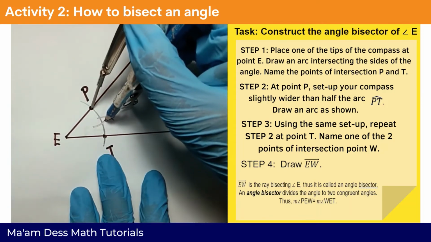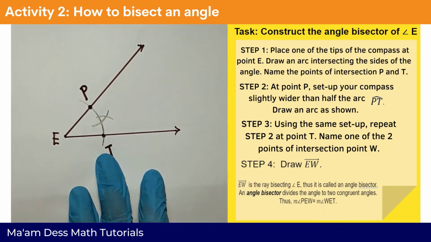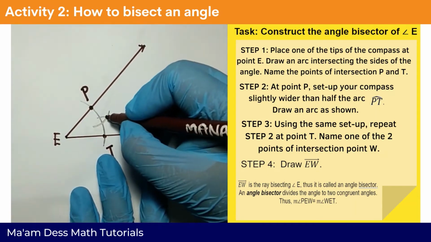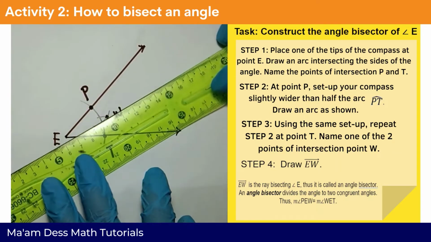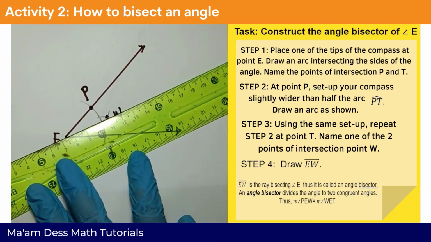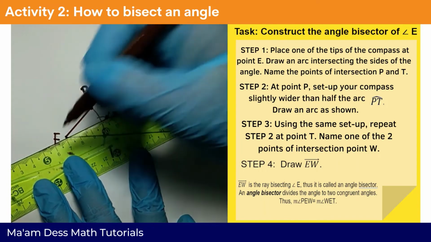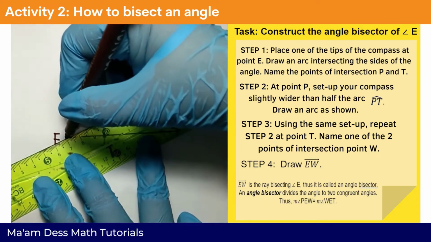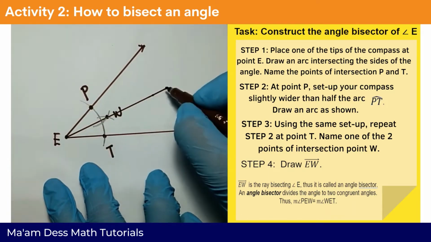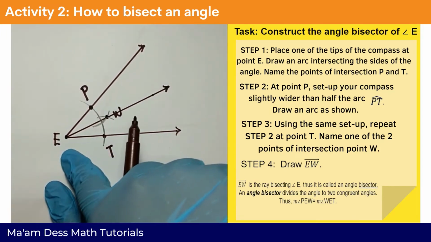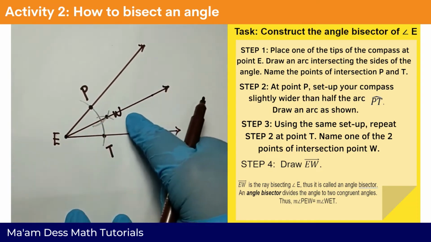That's how we can get the point of intersection of these two arcs. And then, label this with point W. Okay. The next thing, you have to connect the vertex point E and then point W. So, the connection should be aligned. Okay. So, we now have our ray EW. And therefore, our angle bisector is EW.